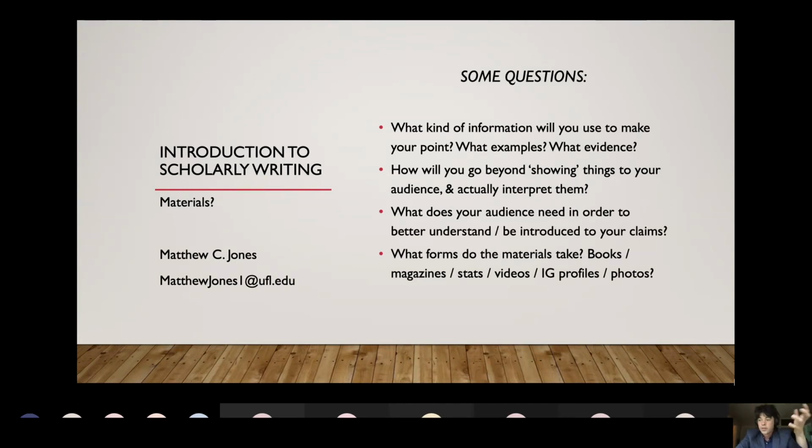You don't have to assume that your readers are children or something like that, but how do you introduce them to the significance of what it is that you want to talk about? And then what forms do the materials take?